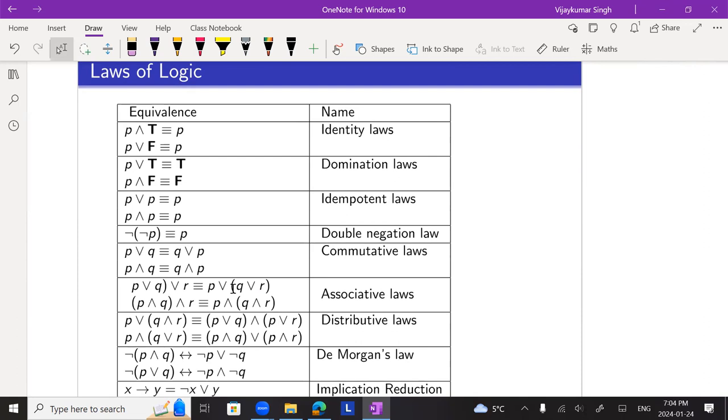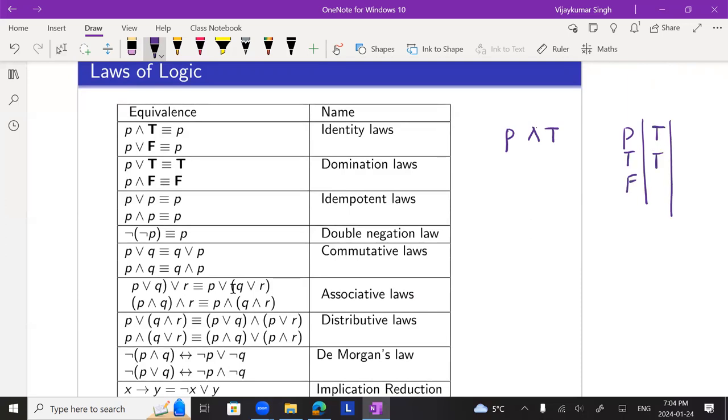So what are the laws of logic? Let's look at those laws. In the exam, you'll be provided this laws of logic table, and you'll use it to prove some statements. We'll see when it comes to it. But let's look at a few of them. P and true is equivalent to P, or P or false is equivalent to P. These are called identity laws, and you can quickly verify them. Let's look at this statement, P and true. P has values 0, 1, or true and false. And then we have true.